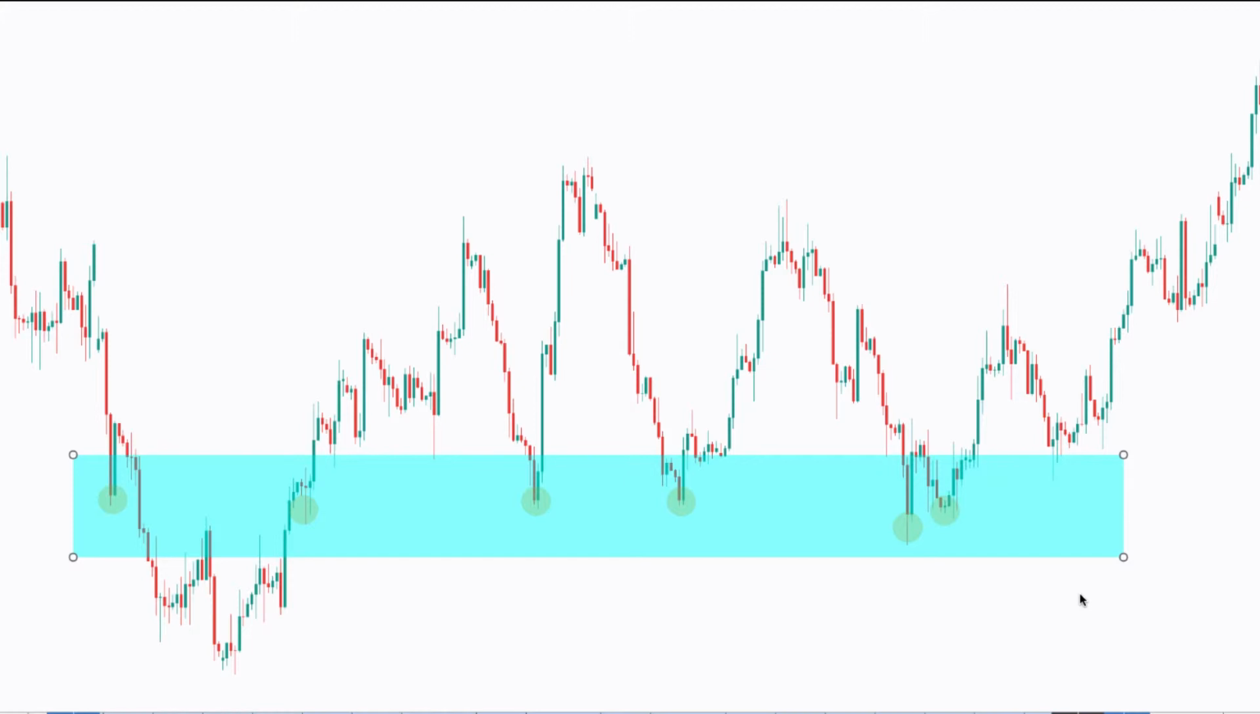This is because support and resistance is zone based. We have areas and zones of support and resistance, and our job is to use a horizontal line to best illustrate a support or resistance area, so we can trade it in the future.